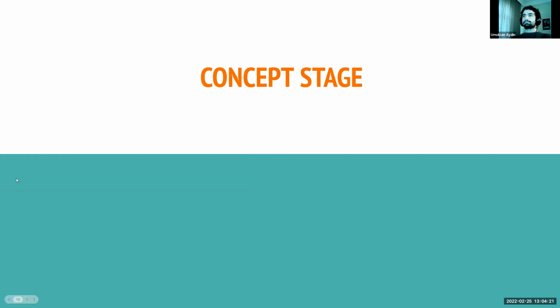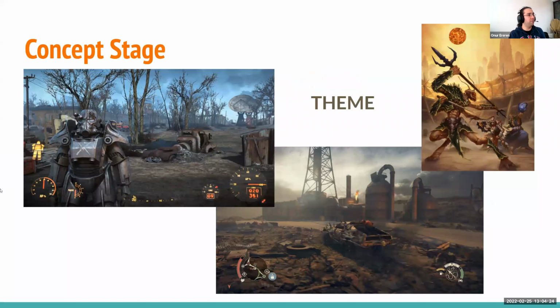So coming back to the point, we have a concept stage and we have a theme. And this theme is very important. For example, you see these three, well, two of them are computer games. One of them is an RPG world. Do you know which ones they are? Of course you do. Maybe not the top right one. The left one is pretty obvious. And the bottom one is, I think, pretty obvious too. I hope so. It's one of my favorite worlds.